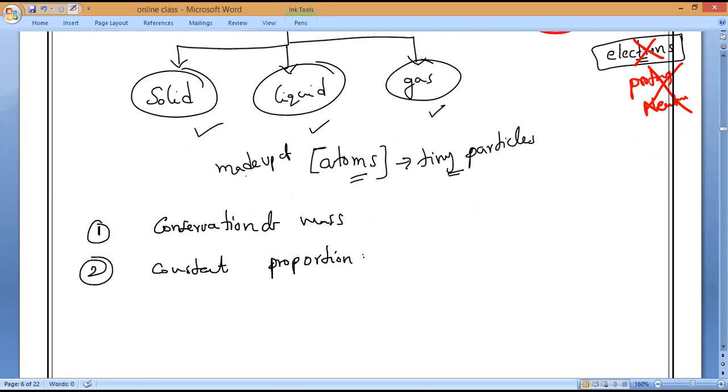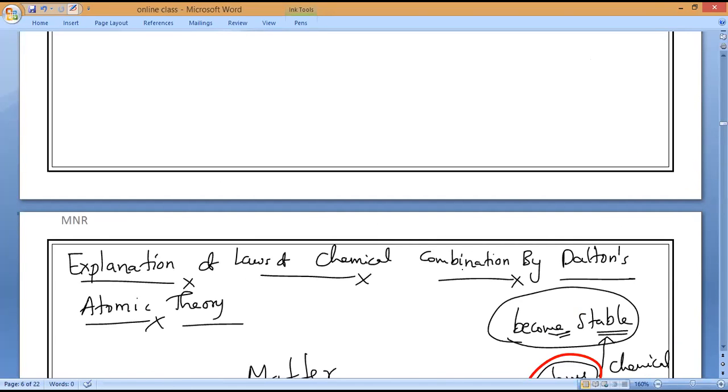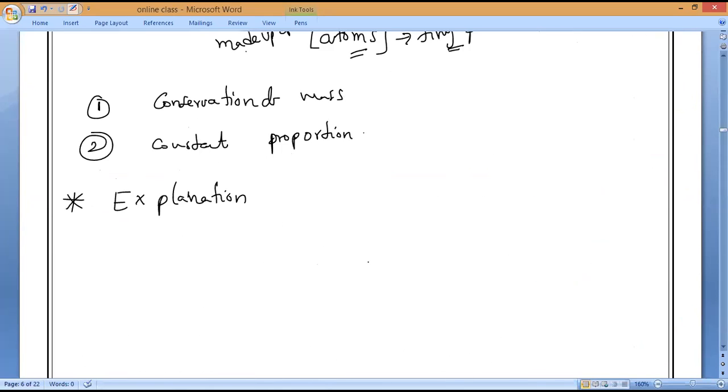John Dalton's atomic theory will give the explanation of these two laws. So let us go with the first law. Please all of you keep a heading: explanation of chemical combination by Dalton's atomic theory, laws of chemical combination by Dalton's atomic theory. First one is the explanation of the law of conservation of mass.